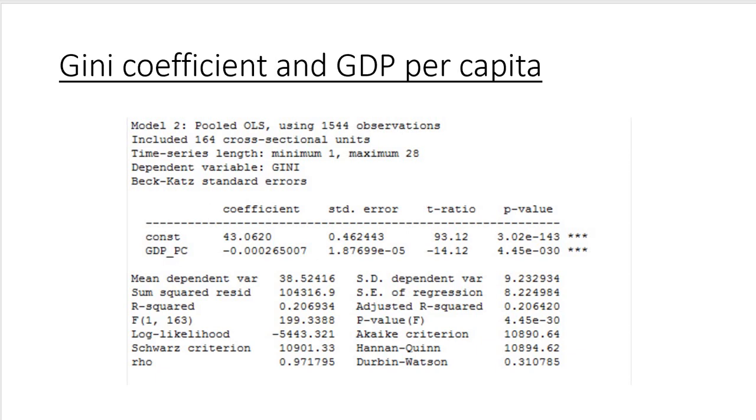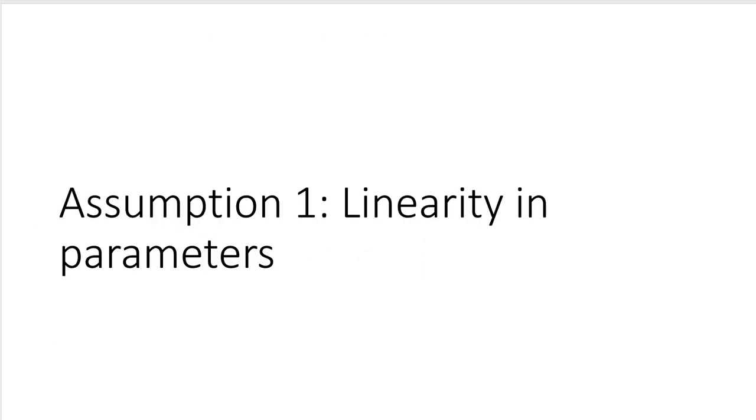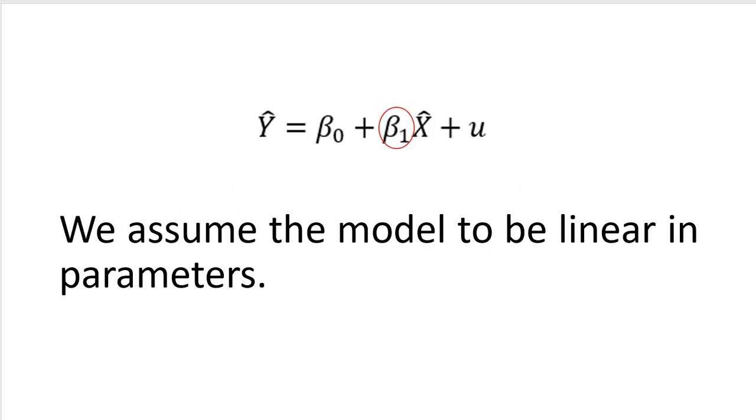Okay, and here I assumed that the model is linear both in variables and parameters. So this is my regression line, and those are actual observations. So the first assumption is linearity in parameters. Your model might be nonlinear in variables, but it has to be linear in parameters, and specifically this means that the coefficient has to be linear, like in our example. So this one is pretty easy to ensure.